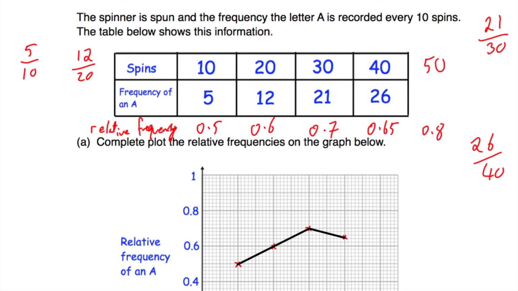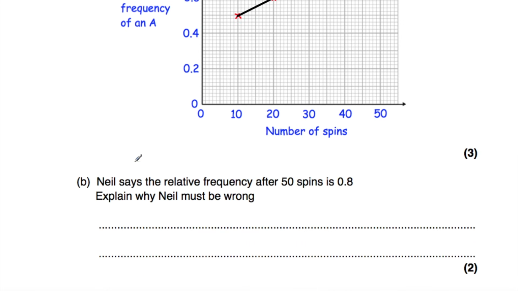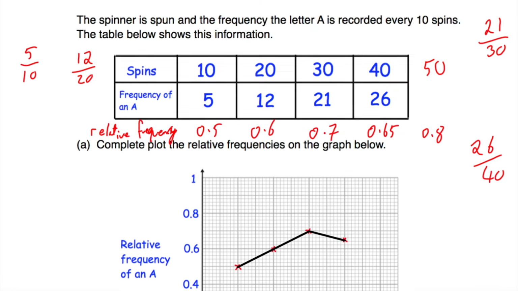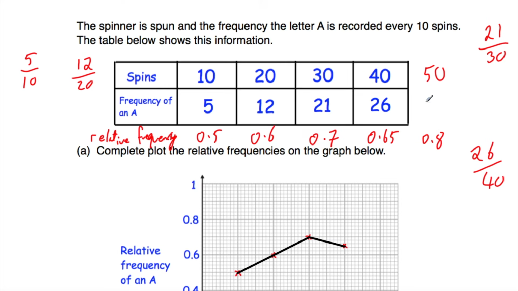So if we take the relative frequency, 0.8, and multiply that by 50, how many times would the spinner land on A? If we do 0.8 times 50, it's a calculator question, that's equal to 40. So that's saying that the spinner has landed on A 40 times. So if we go back up, Neil is saying after 50 spins that the spinner has landed on A 40 times. Now that's not possible.